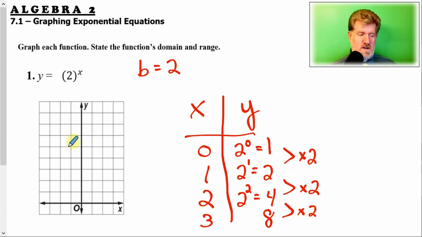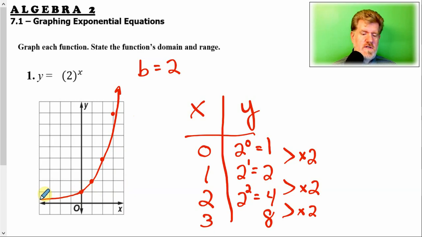All right, let's take a look at that graph then. 0, 1. 1, 2. We go over 1 and it doubles. 1, 2, 3, 4. And then 4, 5, 6, 7, 8. So that, even though I missed the point, sorry, is our growth factor.